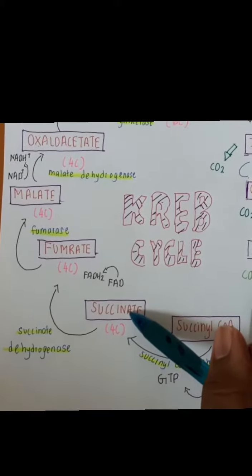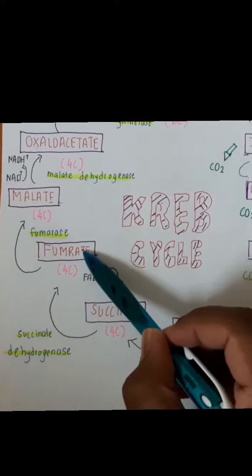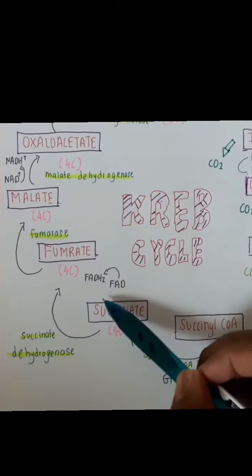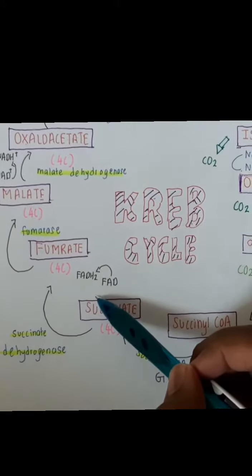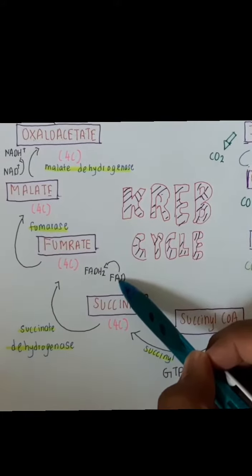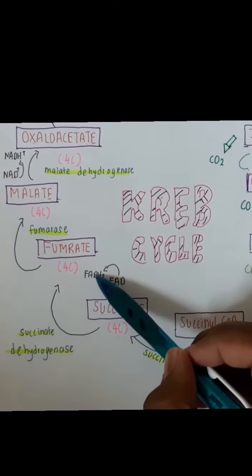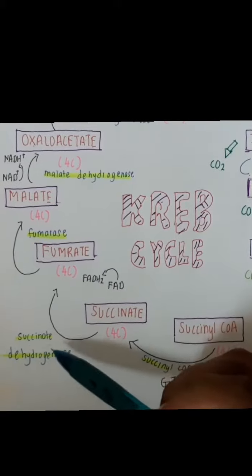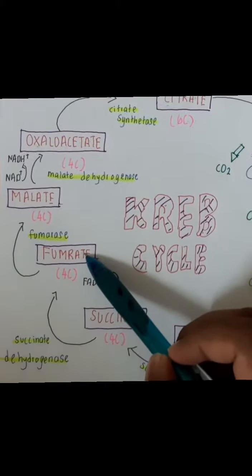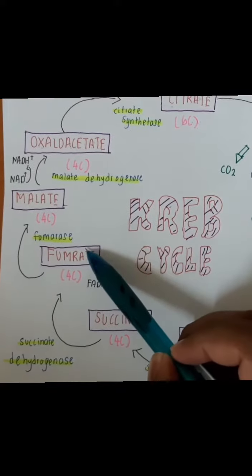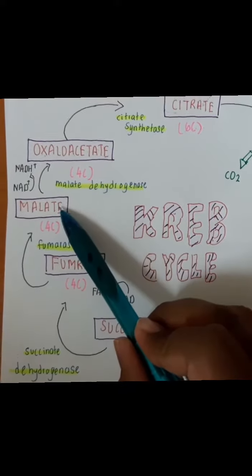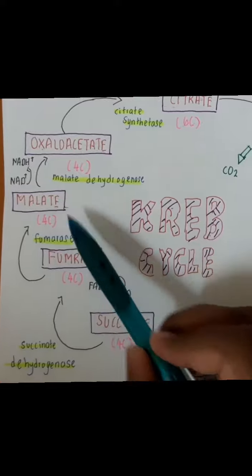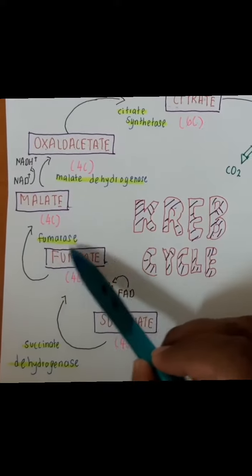Succinate is oxidized to fumarate, which is 4-carbon. Two hydrogen atoms are transferred to FAD to form FADH2. This reaction is catalyzed by succinate dehydrogenase. Fumarate is hydrated by the addition of water and converted to malate, which is 4-carbon. This reaction is catalyzed by fumarase.